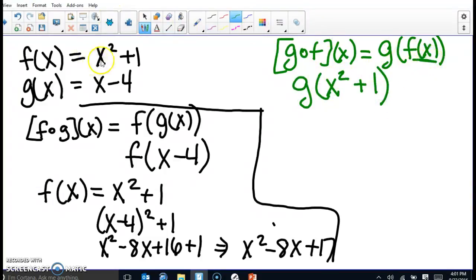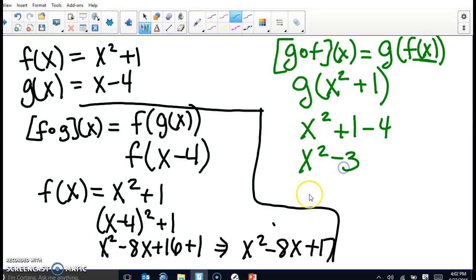So f of x equals x squared minus 1, so I use substitution. And now x squared minus 1 is going to go into my g function. And so any place that there is an x, that's where my x squared minus 1 is going to go. So I'm going to have x squared minus 1 minus 4. Combine like terms, we get x squared minus 5. And so these are not equivalent equations.